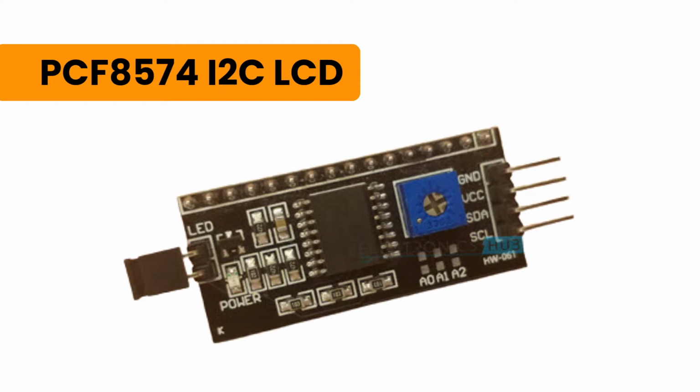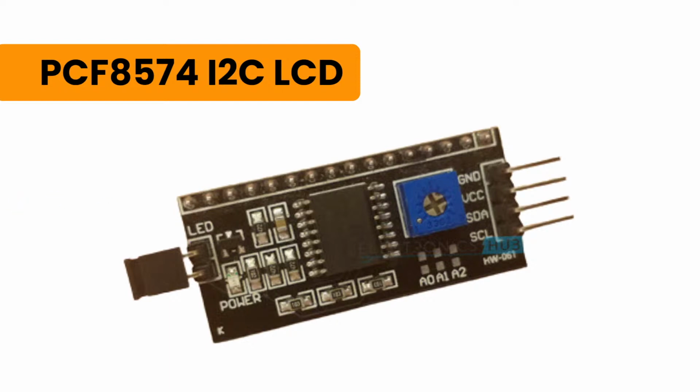So for that purpose, we are using this module, the PCF8574 I2C LCD. It only requires 4 wires, which are ground, VCC, data line and clock line. Don't forget that you should power this with 5 volts. You should give a 5 volt power supply to this. So this module is designed to overcome this drawback. Instead of using many wires and many connections, you can just use this I2C LCD with 4 wires. Is it easy, right?